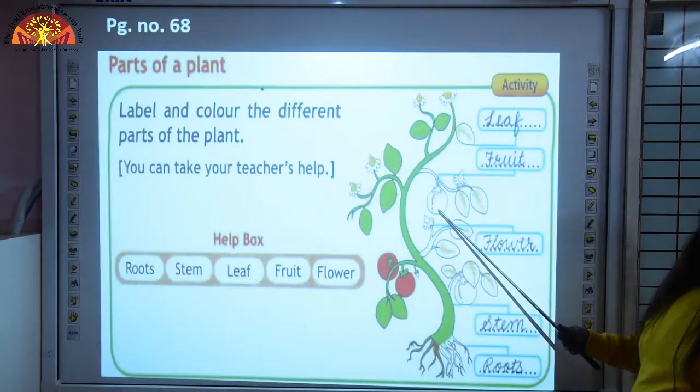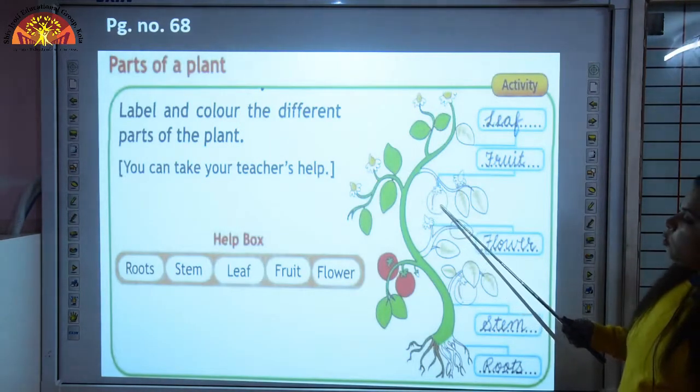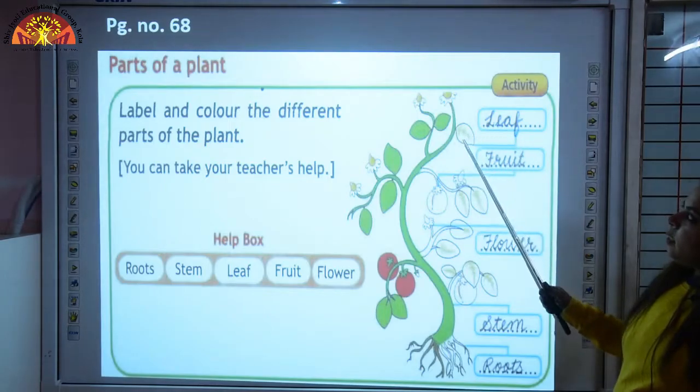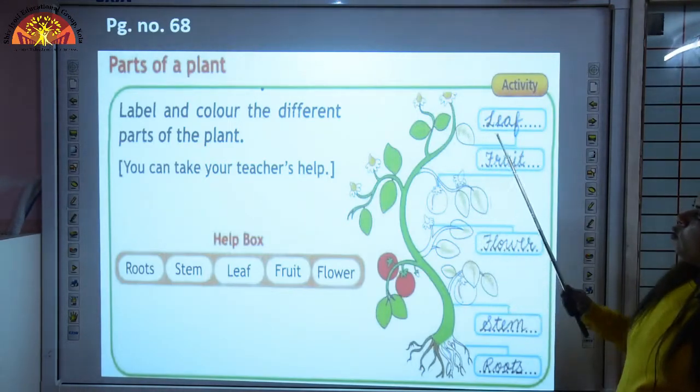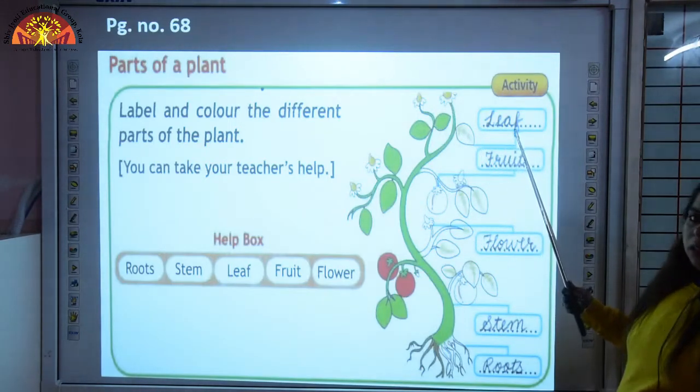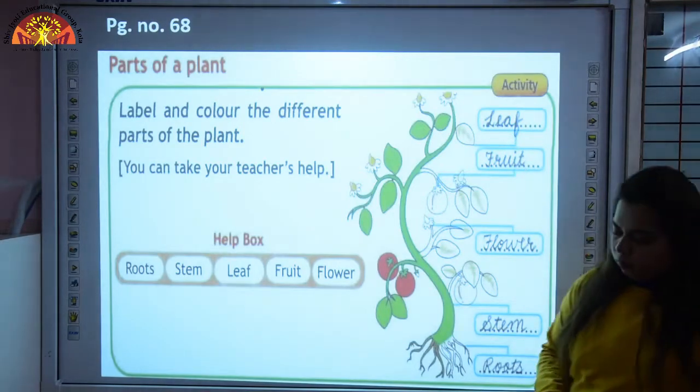This is fruit. Flowers turn into fruit. So, we will write fruit over here and these are leaves. So, this is leaf. We will write leaf over here.